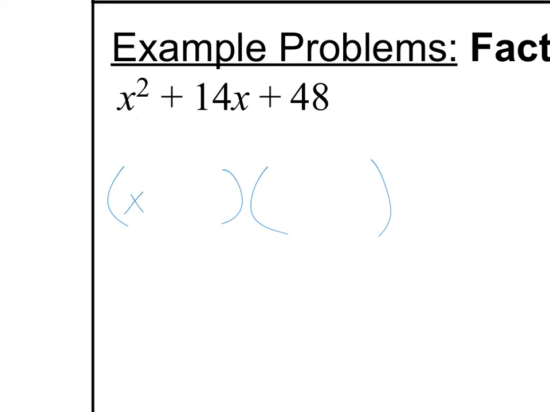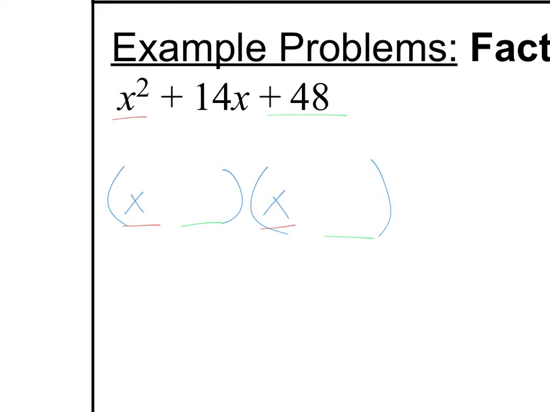Well, I could break that apart as the product of 2 x's. X squared is really just the product of 2 x's. So the terms in the first spot have to be factors of your first term of the quadratic. Similarly speaking, the numbers that go in the second position for these linear binomials have to be factors of 48.